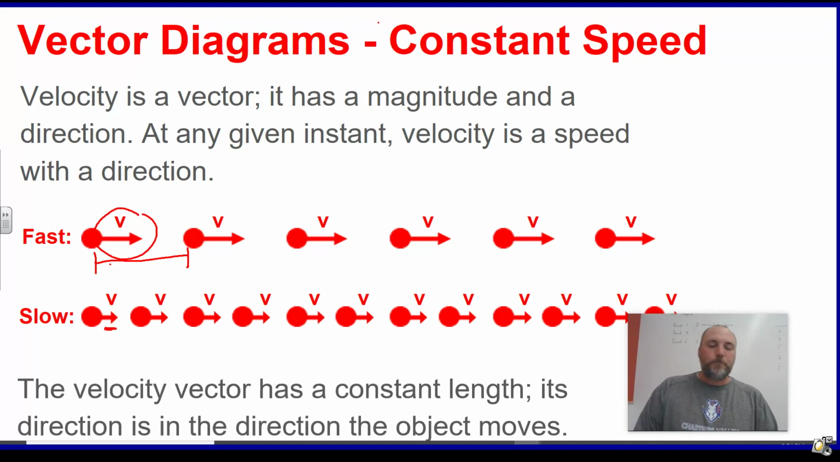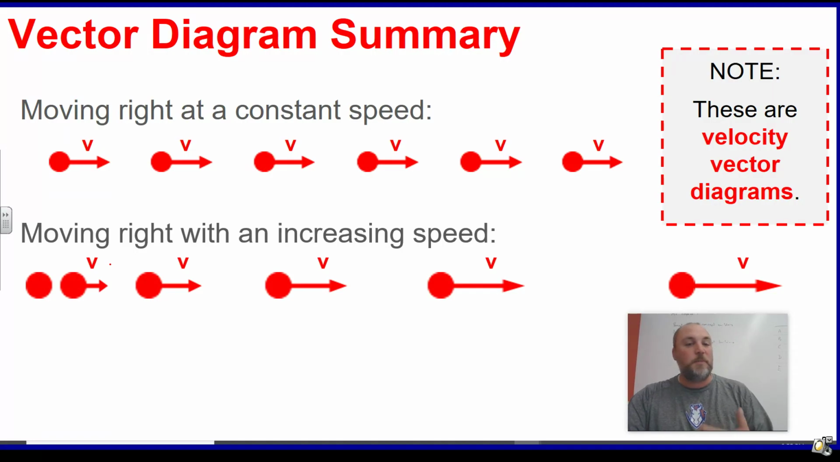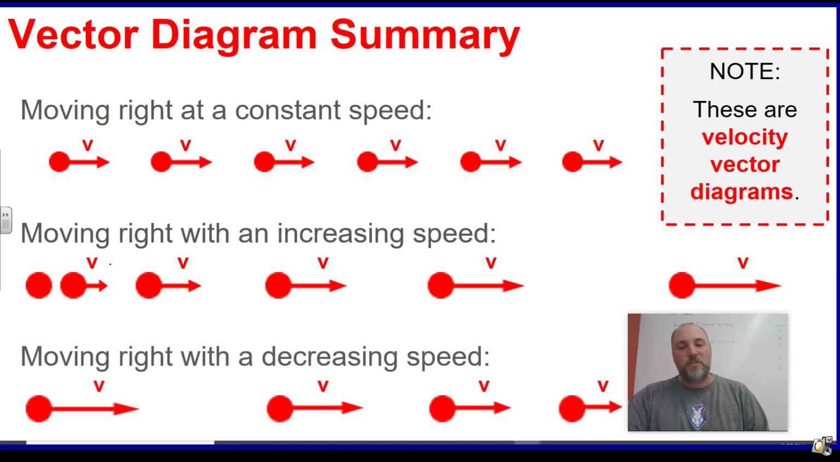If it's going at a constant speed, then we're going to keep our velocity vectors at a constant length. If it's speeding up or slowing down, then we're going to see those change, just like we saw the distance between our positions change on the motion diagram. So moving at constant speed would just be a bunch of velocity vectors that are the same size. If we're speeding up, those velocity vectors are going to keep getting bigger, and if we're slowing down, then the velocity vectors are going to get smaller.